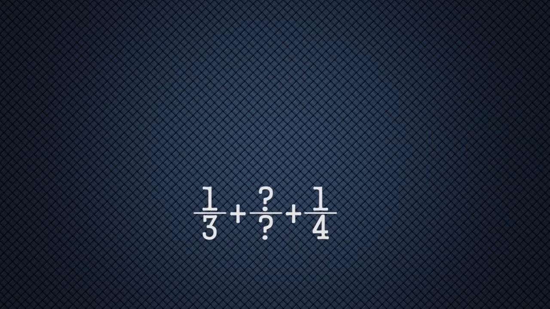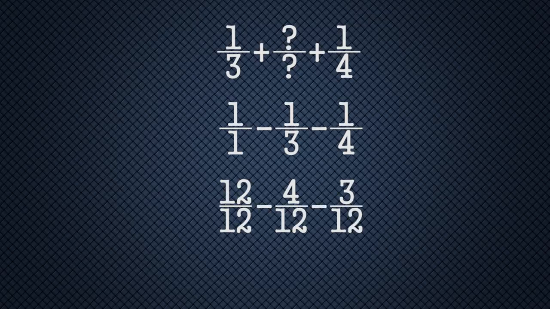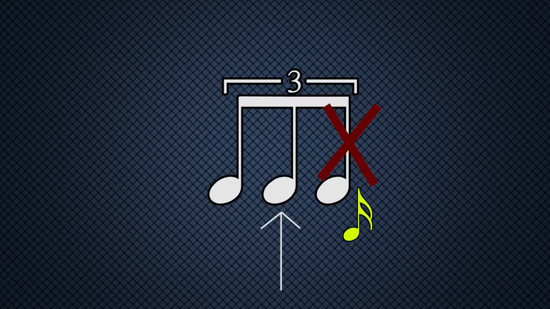So let's do a little math. 1 minus 1/3 minus 1/4 works out to 12/12 minus 4/12 minus 3/12. And that gives us an answer of 5/12. So this note right here needs to ring out for a total of 5/12 of a beat. So how do we figure out what 5/12 of a beat is?